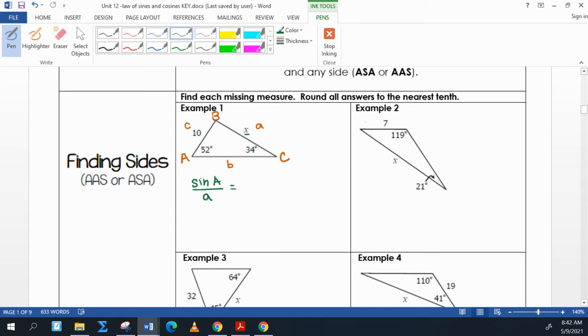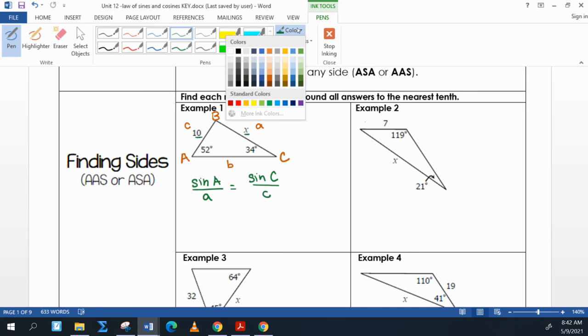This one is already an X. That little a is an X. So I don't want to use B, because I don't know what that side is either. So always look for the side that you know. Right here, I know that 10, which I called C. So I'm going to use the sine of angle C over little c. And that's probably the hardest part of what we're doing here.